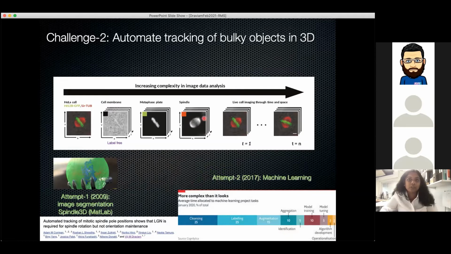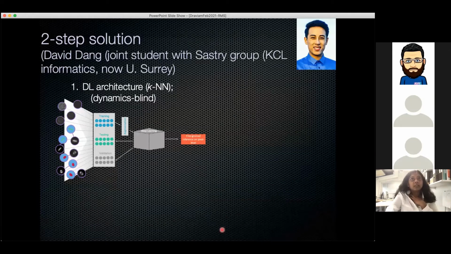So more recently, well, 2017 feels a very long time back, but relatively recently, we started looking at machine learning tools. Machine learning tools, although very exciting, were very powerful and were trying to solve image analysis for automated driverless cars. So we thought, why don't we use that for tracking spindles? But they needed a lot of work up front: cleaning the image, labeling the image, augmentation, and training and building the model. Finally, the operation part is just a small part of it. But we took this approach, and David Dang, a joint student with the Shastri group, decided to go for a deep learning architecture.